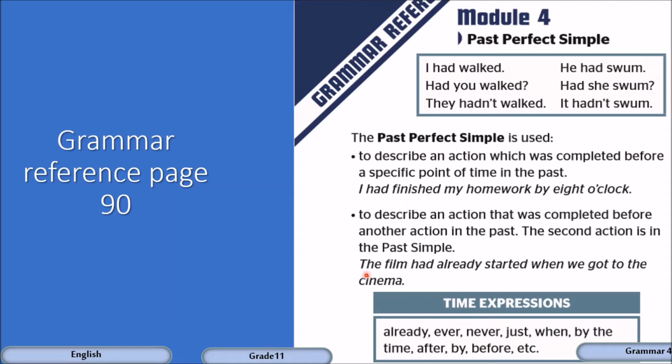Now look at the example. The film had already started when we got to the cinema, which means that the first thing that happened is that the film started. After that, we reached the cinema, which means we were late.